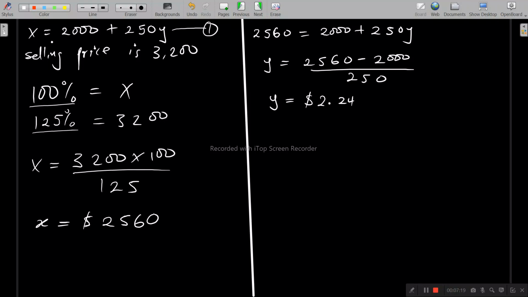And then our y is now equal to $2.24, and this is greater than the $2 for the 1,000 liters. The problem said he bought the 250 liters at a more expensive price each. I hope you understand this. So yeah, this is your solution.